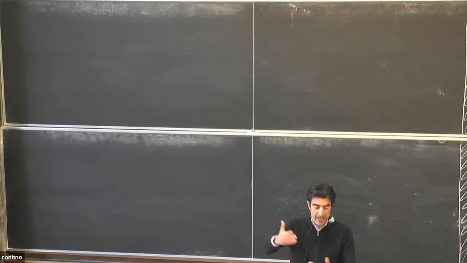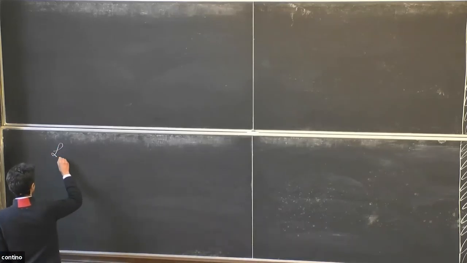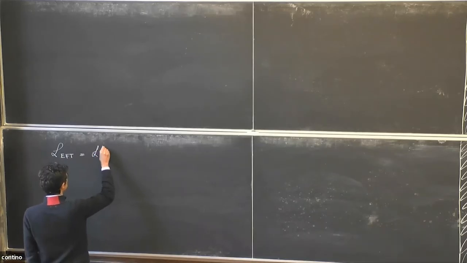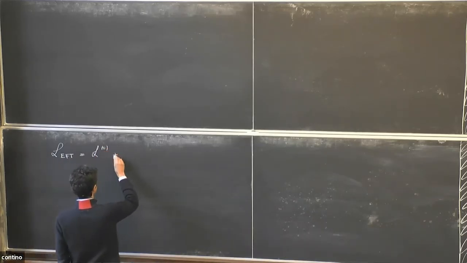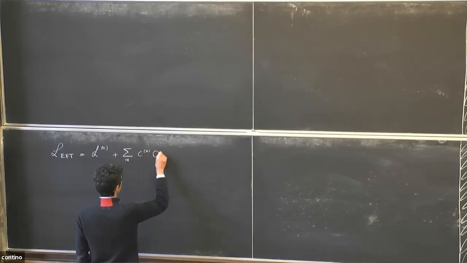And then, as we will see now, you will have to have a procedure which allows you to fix the coefficients of these effective operators. So we say that the Lagrangian for an effective field theory consists, apart from a leading term, of a series of local operators.